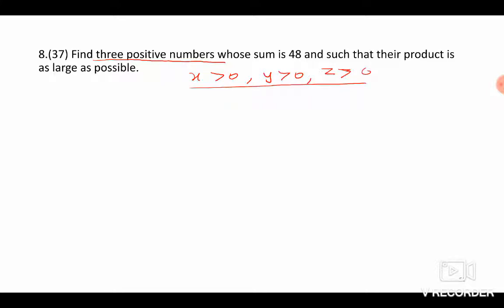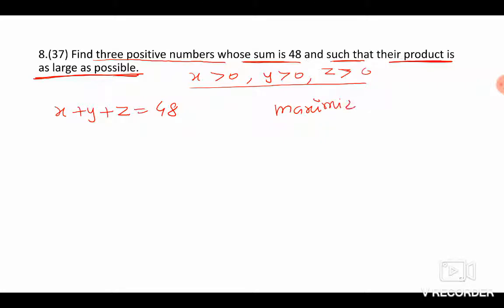Condition they are positive, isn't it? Whose sum is 48. So first equation is x plus y plus z is equal to 48, and such that their product is as large as possible. I mean, we are going to find the maximum of the product. So maximize, there is a function to maximize or minimize. This is what we are going to find from every application. Find a function to be maximized or minimized, and generally call it optimize.